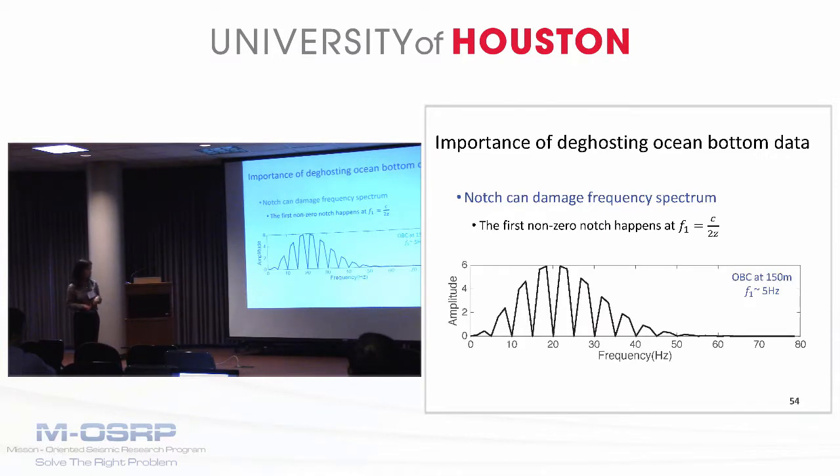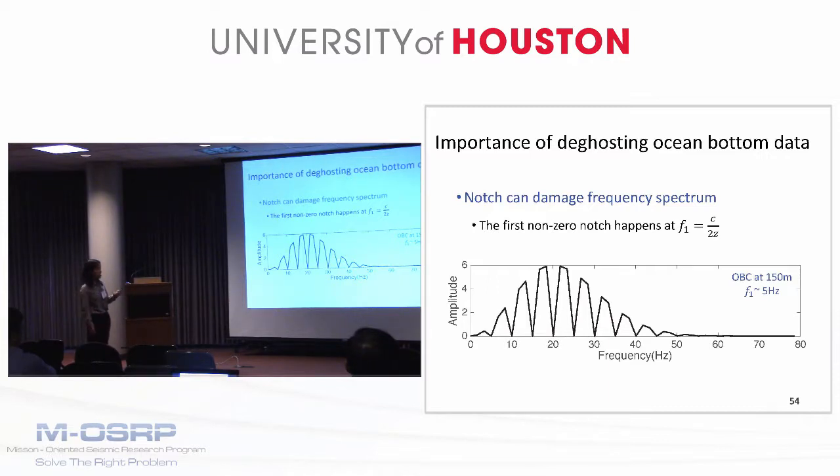Here is an example. If your ocean bottom data is at 150 meters, the first non-zero notch can come at 5 Hz. So your data spectrum starts getting influenced by the ghost notch from very low frequency to the high end. People invest a lot at the ocean bottom in order to get better information about the reservoir. For sure, deghosting is extremely important.